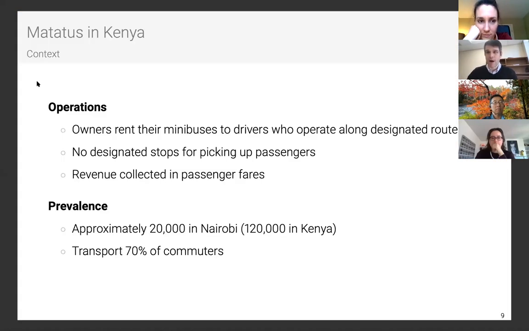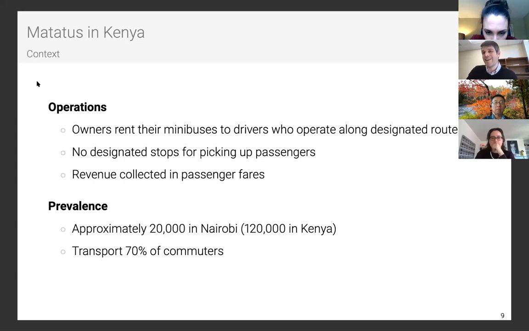So how do these operate? What is their role in Kenyan society? Like I said before, the owners are renting out these buses to drivers, and the drivers are licensed to operate along only one designated route in the city. The drivers drive up and down this route, and there are not really a lot of designated stops for passengers to get on. So the drivers are weaving in and out of traffic, trying to flag people in, and it leads to a very erratic driving style, and it's often seen as quite dangerous. As the drivers are doing this, they're picking up passengers, and the passengers are paying the driver their fare in cash. And this is completely unobservable from the owner of the bus.